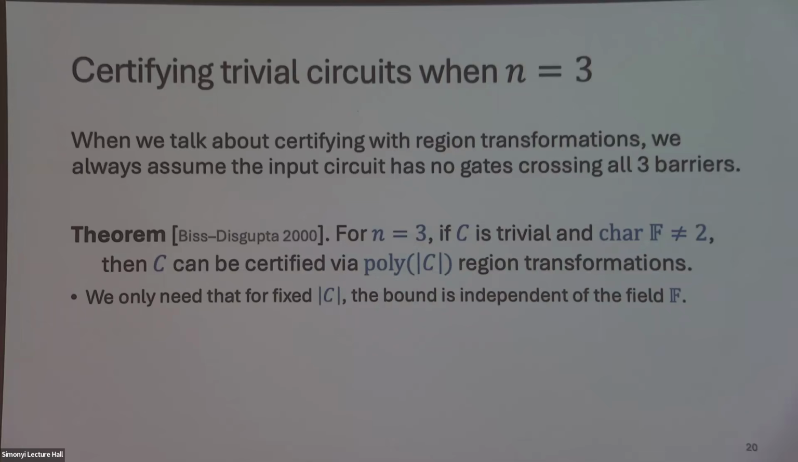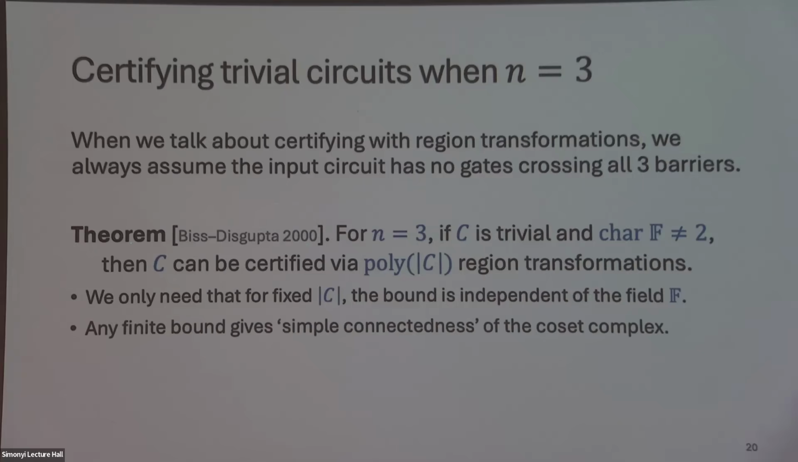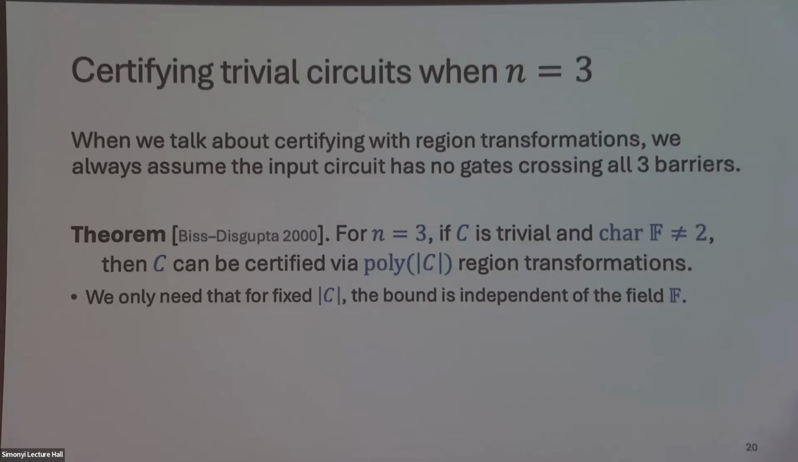But you don't have here the condition that you don't have something that crosses all the boundaries? Yeah. When we have a theorem that says every circuit can be certified, it should have something that doesn't cross all of the boundaries. Otherwise, this doesn't make sense. Okay. This has something to do with the bounded generation. Yeah. It seems very similar. Yeah, this is a great point.